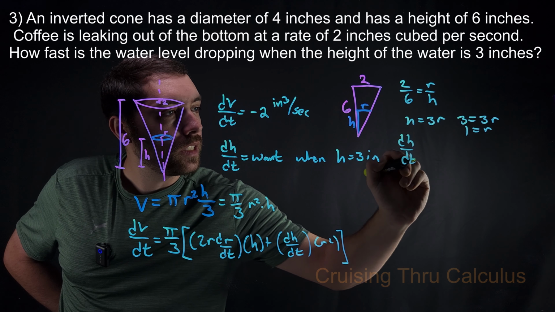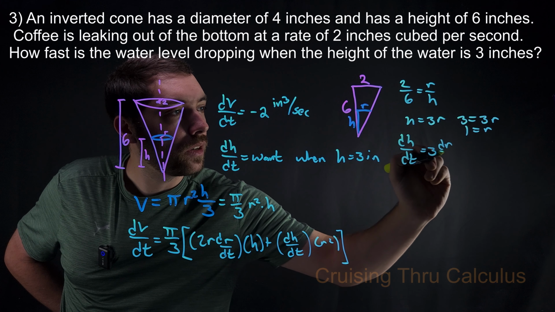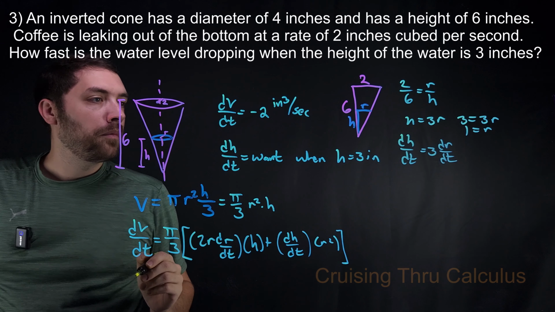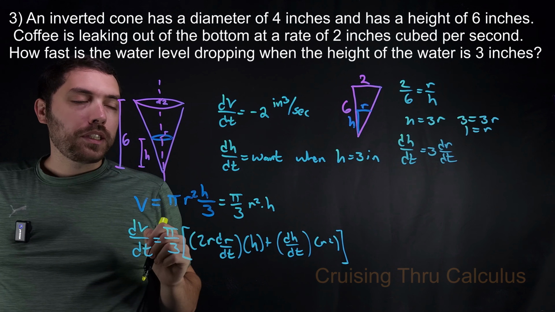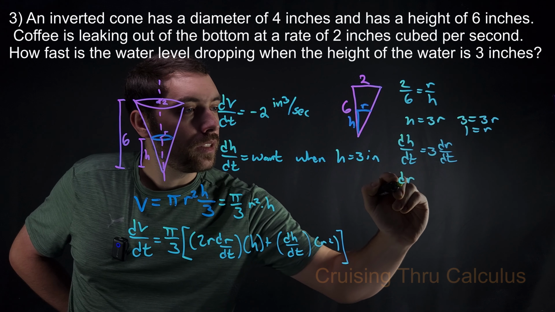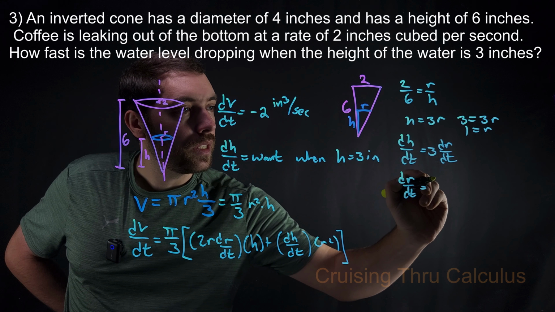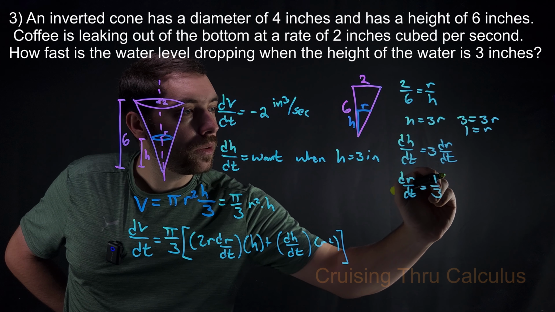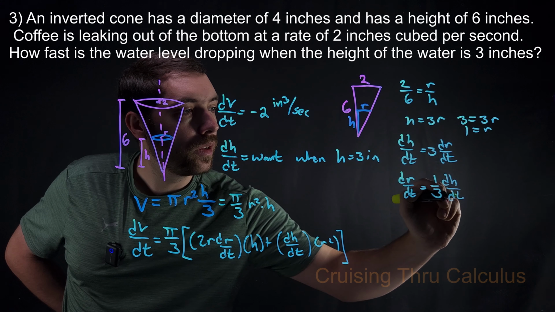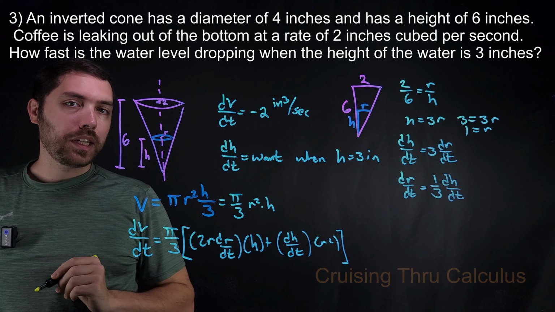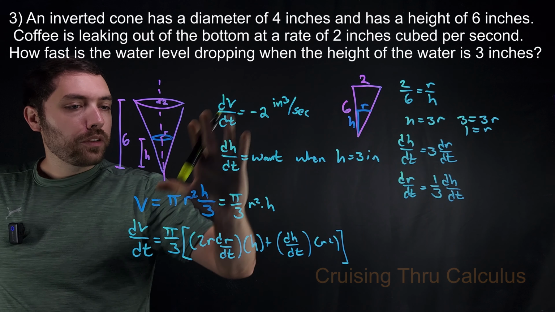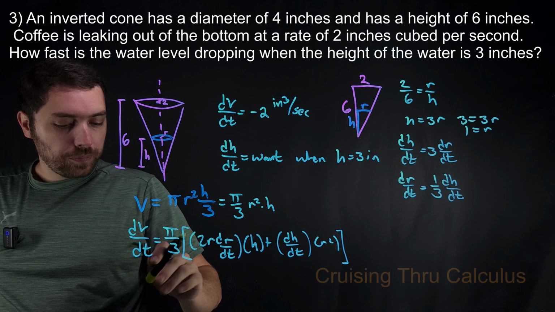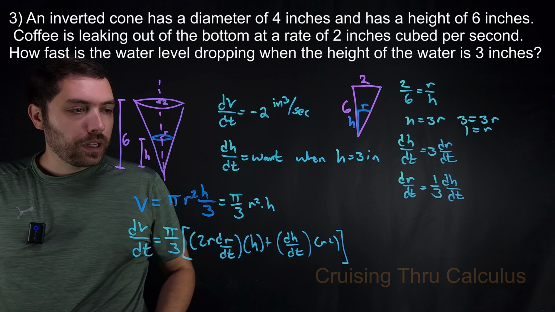dh/dt is equal to 3 dr/dt. Okay, this is good, because if I divide both sides by 3, I know what dr/dt is. dr/dt is going to be dh/dt divided by 3, or if you prefer, 1/3 times dh/dt, like this. This is perfect because now I can take all the information that I figured out and plug it in here. So let's do that. Let's plug it all in.